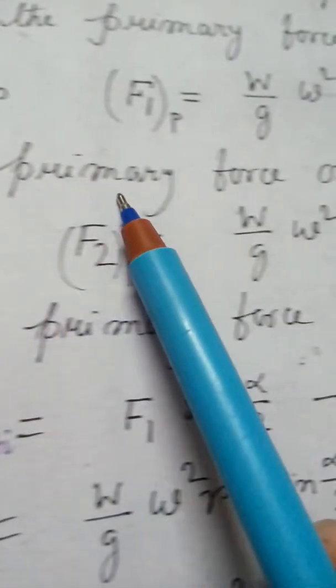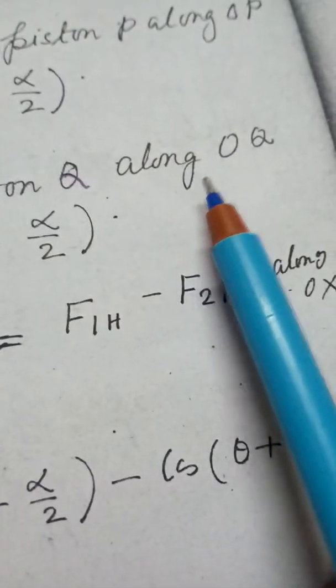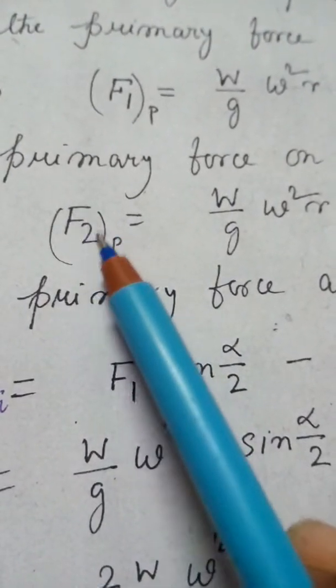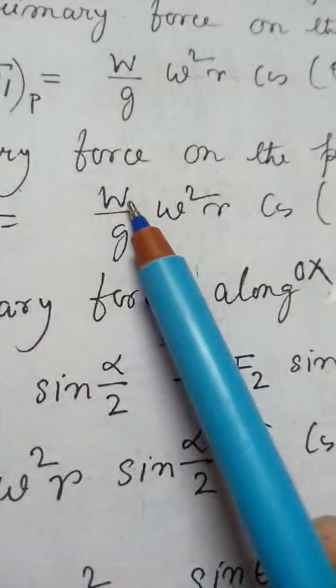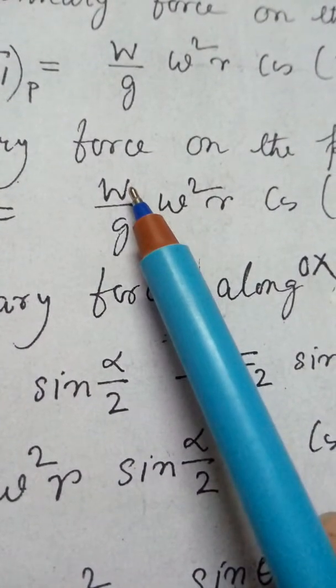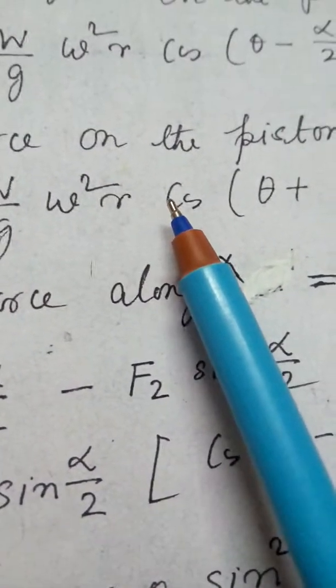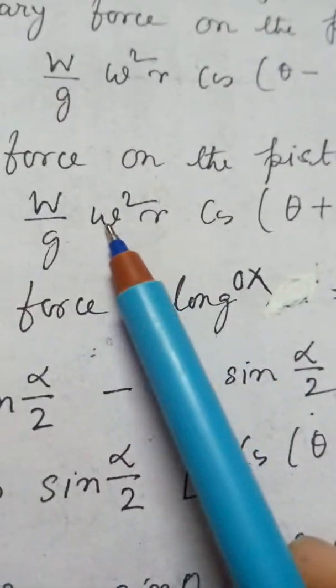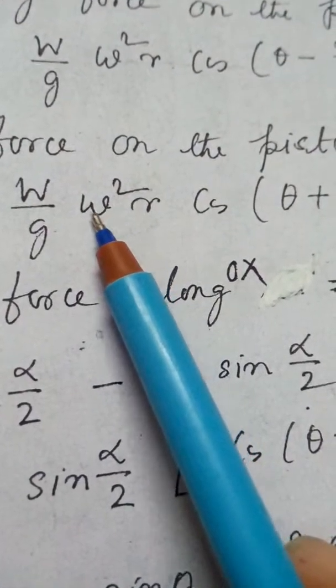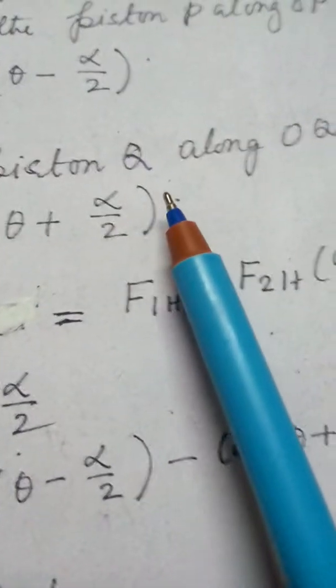So the primary force on the piston Q along OQ will be the same way. This is the primary F2. We have taken the two cylinders' reciprocating masses as the same, W by g into omega square R. Omega is also the same because it is for the crank. So W by g into omega square R cos theta plus alpha by 2.